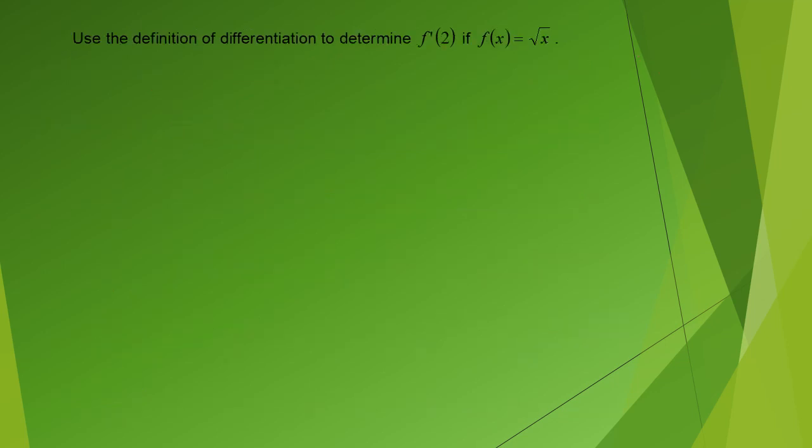Look at this example. Use the definition of differentiation to determine f prime(2) if f(x) equals the square root of x. First, we will find f prime(x) by using the formula limit as h approaches 0 of (f(x plus h) minus f(x)) divided by h. Look at our function, f(x) is the square root of x. So f(x plus h) will be equal to the square root of (x plus h).